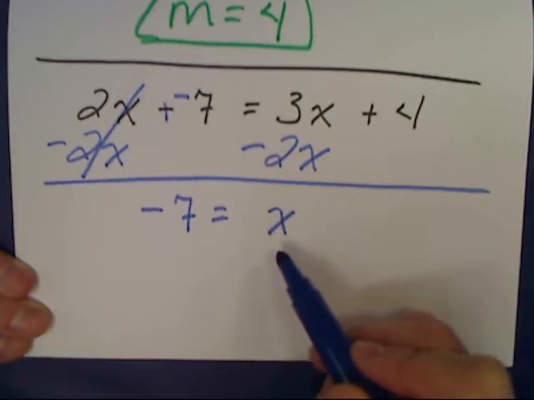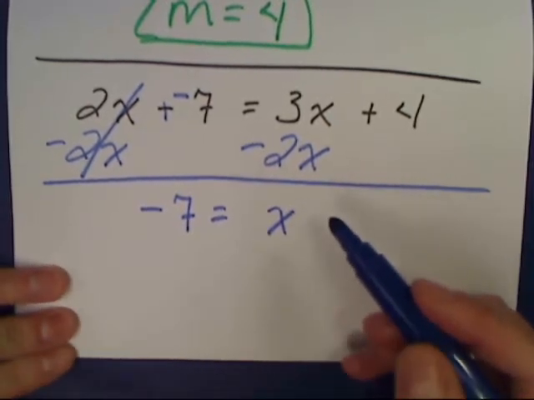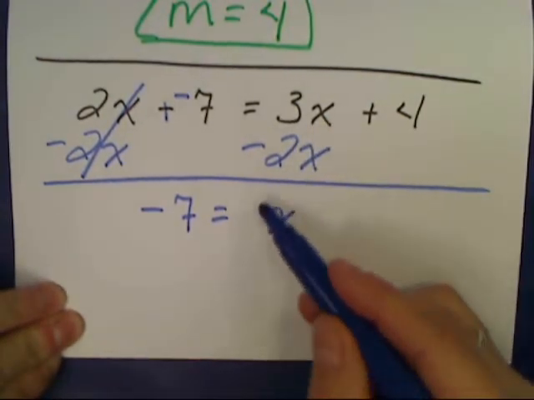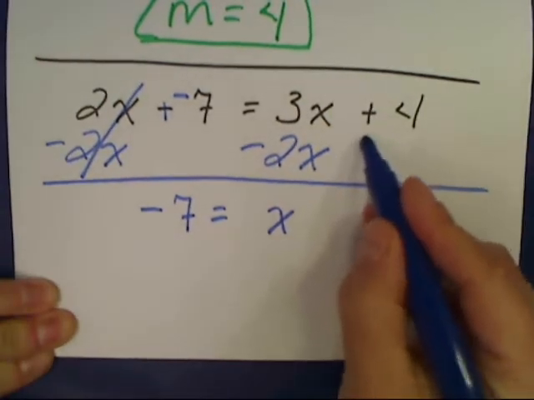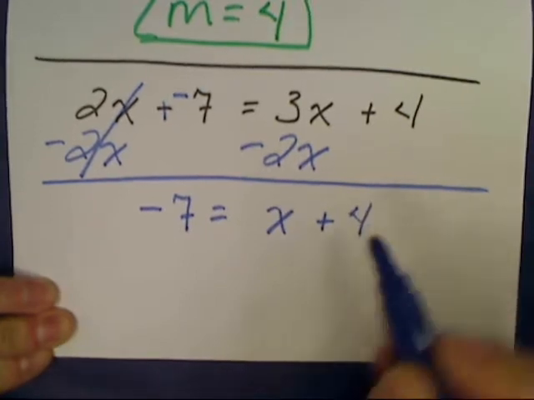Whew, that was a lot in there, wasn't it? Might want to rewind and listen to that one again. Okay, but 3x minus 2x is 1x. We don't usually put it in there. If you want to put it in there, that's fine. Here we bring down the plus 4 because that comes along for the ride.